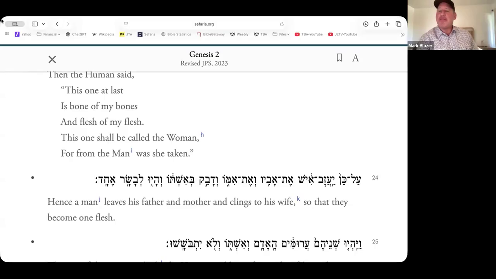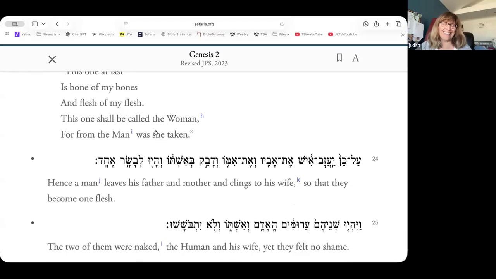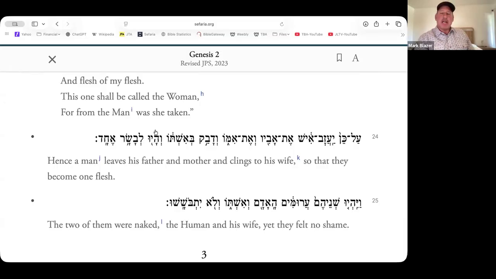Well, we have human beings and they're naked, but they don't have any shame. And that's a really important understanding. This is the word for shame: yitboshashu. They don't have shame. That's different than guilt, by the way. I want to point that out. There's a different word for guilt in Hebrew.